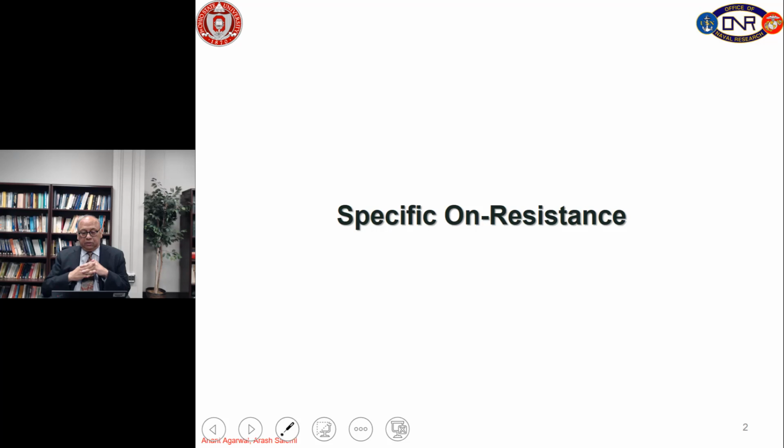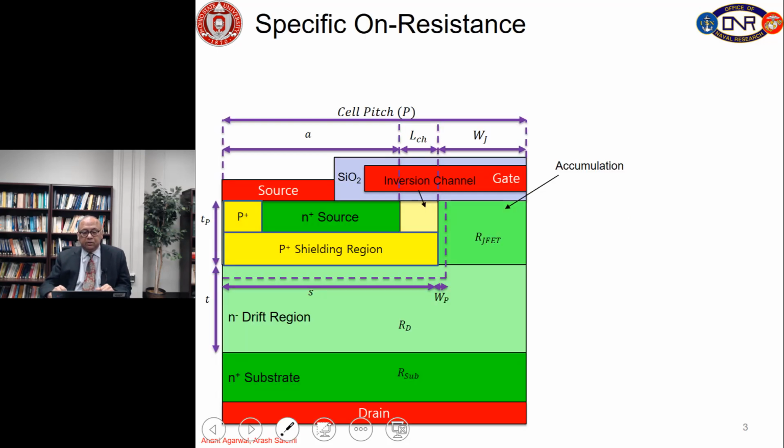So, today we will talk about the calculation of the specific on resistance when the MOSFET is on, and then we will get into some 2D device simulation results. So, let us start with the specific on resistance. So, here is a cartoon of simple planar silicon carbide DMOSFET, and we are only showing half the cell. The other half of the cell would be a mirror image of this cell reflected on the right hand side.